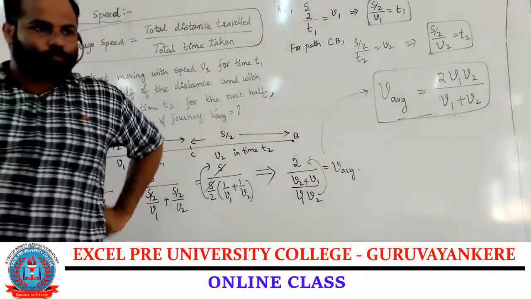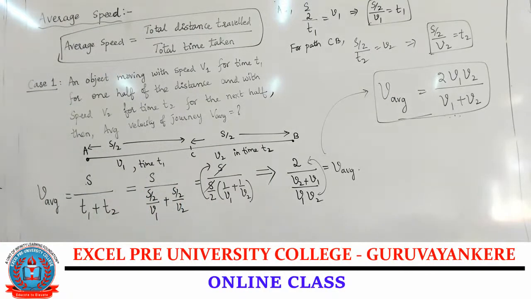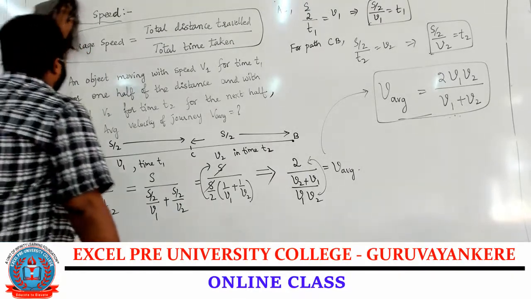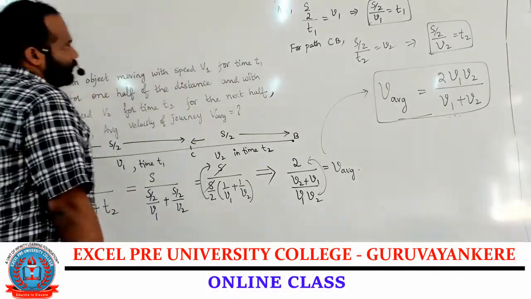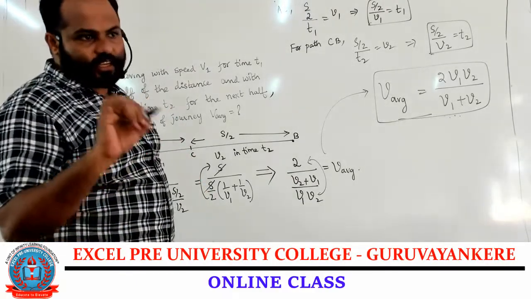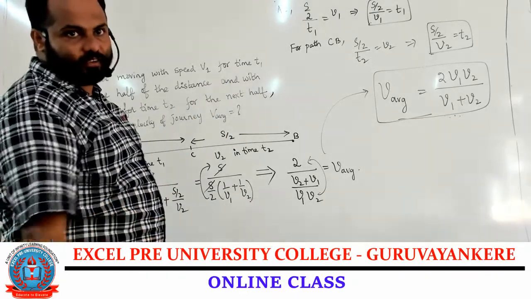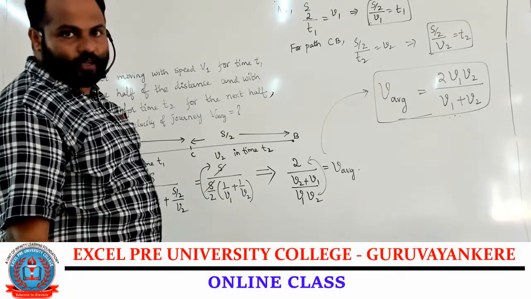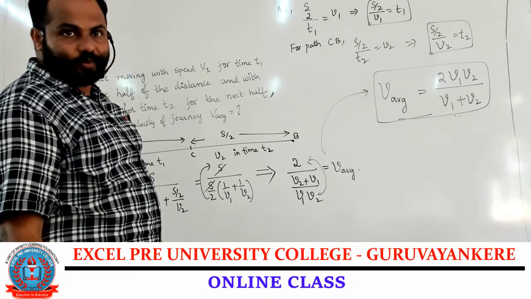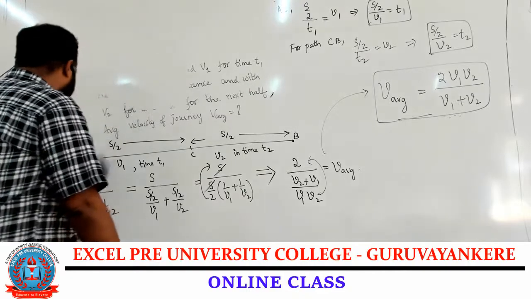Write down fast. Next, we shall think of another case, the second case. The definition of average speed remains the same for that case also. What have we learned here? When the distance is in equal halves, average speed is the harmonic mean. We call this the harmonic mean. You might have studied in maths: what is harmonic mean, geometric mean, arithmetic mean? So this is called a harmonic mean. Now we shall go to case 2.